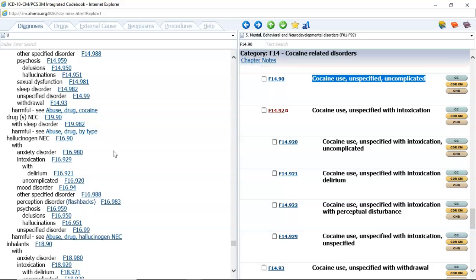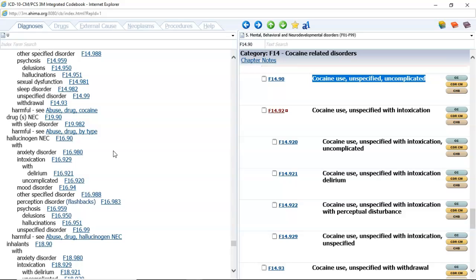So whichever situation exists, the abuse is considered worse than the use, the dependence is the worst, and you code those accordingly with just one code based on the documentation of the worst situation.